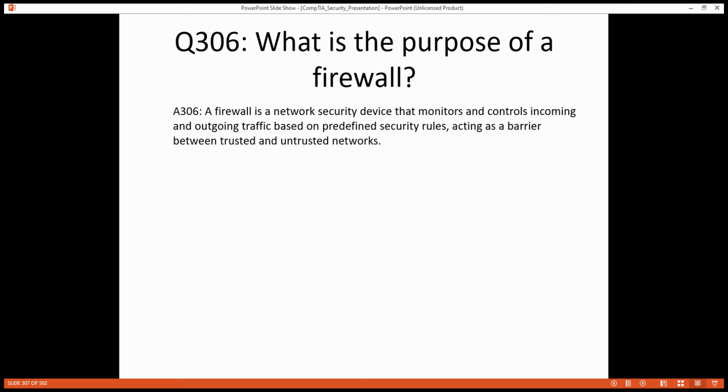Q306. What is the purpose of a firewall? A306. A firewall is a network security device that monitors and controls incoming and outgoing traffic based on predefined security rules, acting as a barrier between trusted and untrusted networks.